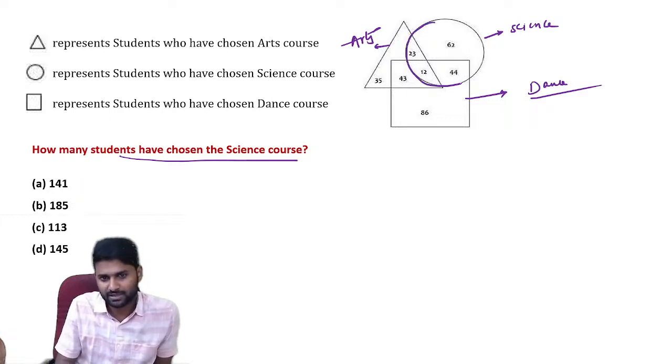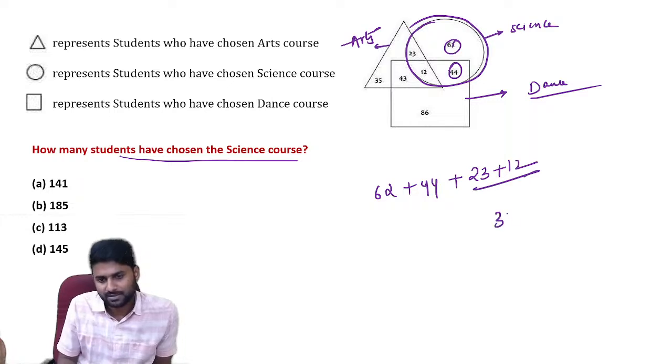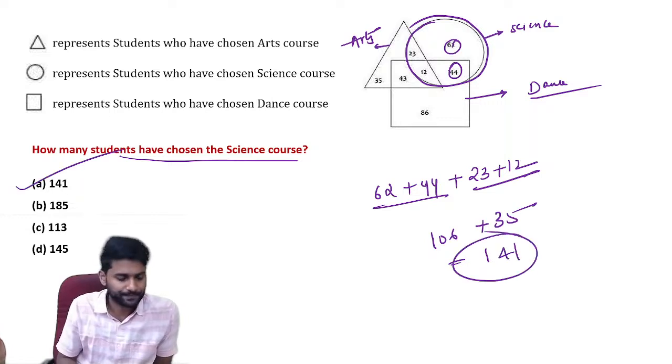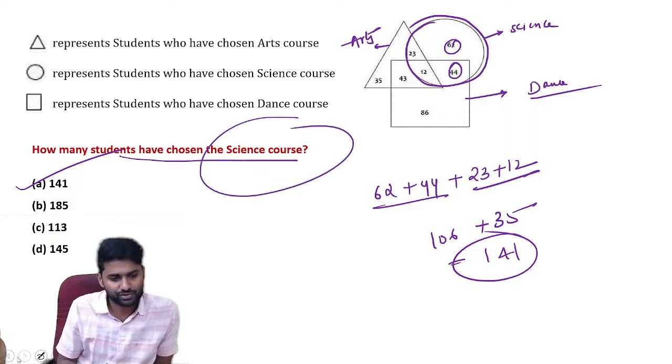They're talking about the entire circle. Now 62 plus 44 plus 23 plus 12. If the sum value is 106, then the total value is 141. So a total of 141 students choose the science course.